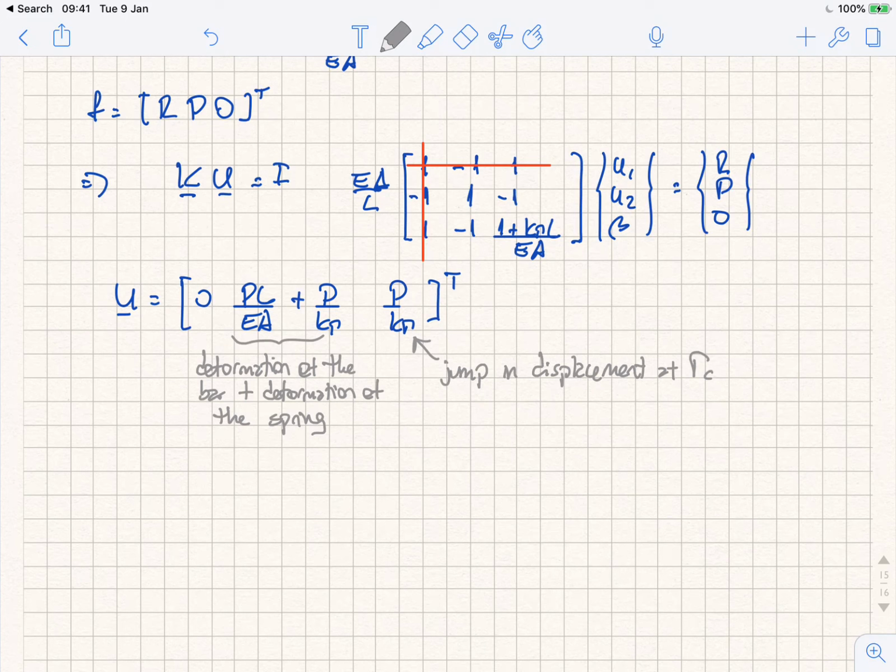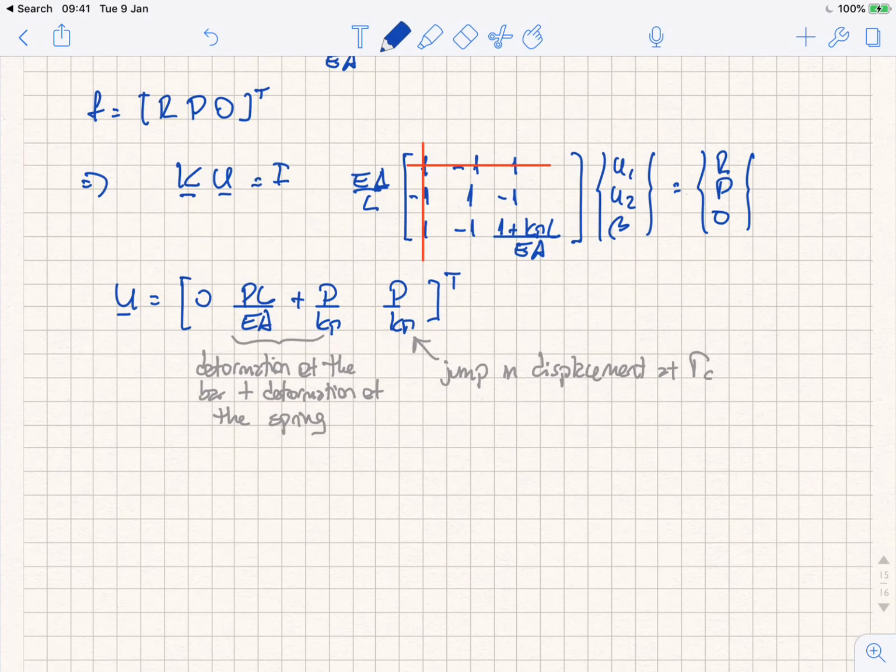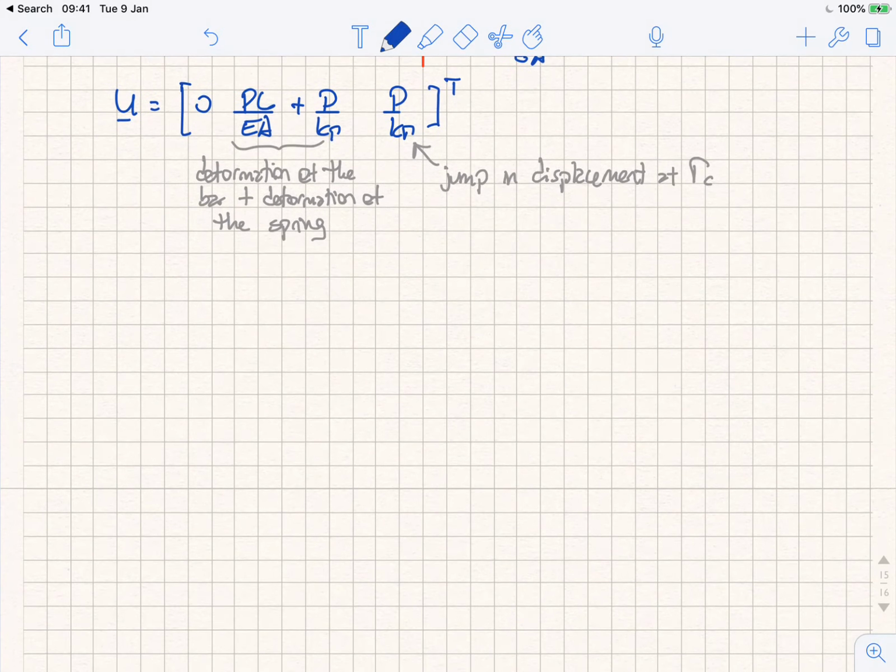Yeah, excuse me, what is the first sign in the last vector? Sorry? Looks like a 0, but is it? It is a 0. It is your displacement at the left hand. Okay, so let's write that note.